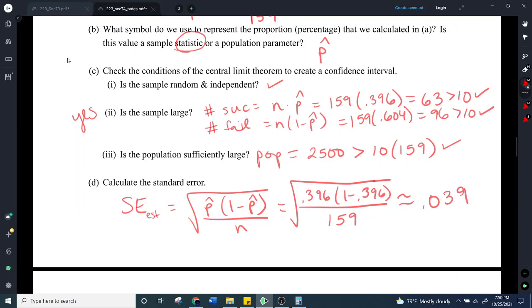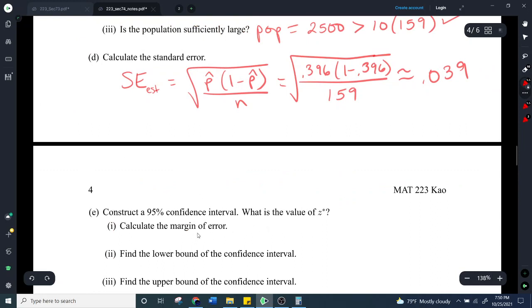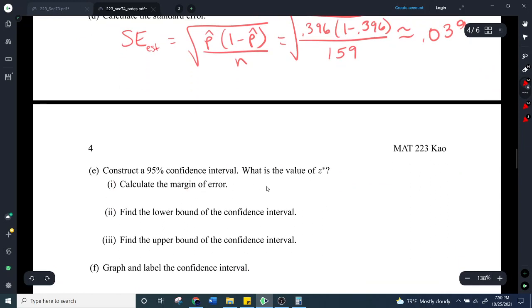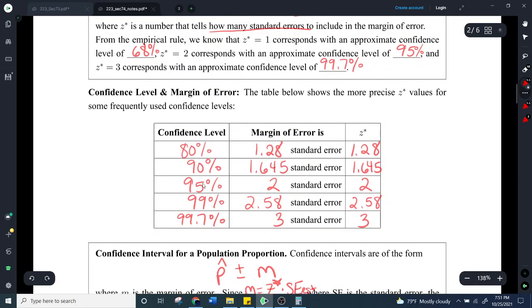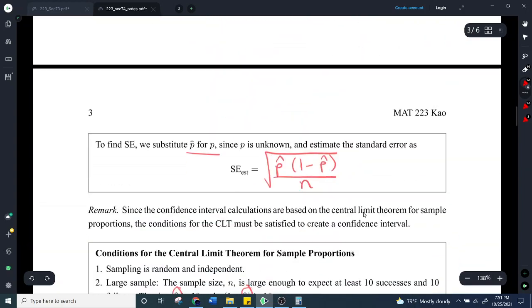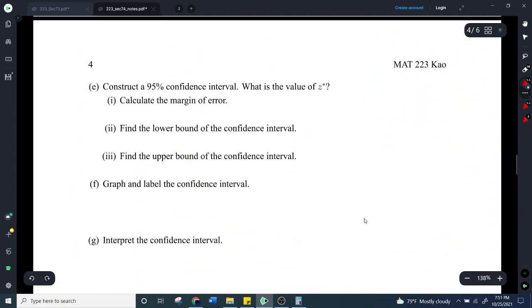All right, so the next part asks us to actually compute the confidence interval. They want a 95% confidence interval. They have to tell you what confidence level to use. They'll say construct a 95% interval or a 90% interval or whatever they ask for in the question. What is the value of Z star? If it's a 95% confidence interval, let's go back up to our chart. 95% confidence interval means my Z star value is going to be 2 right here. So Z star is going to be equal to 2.